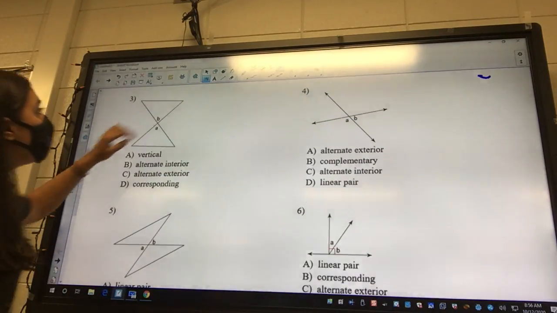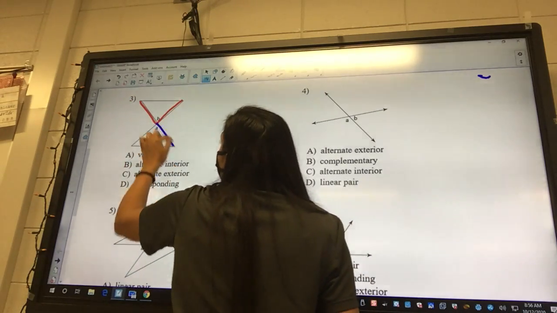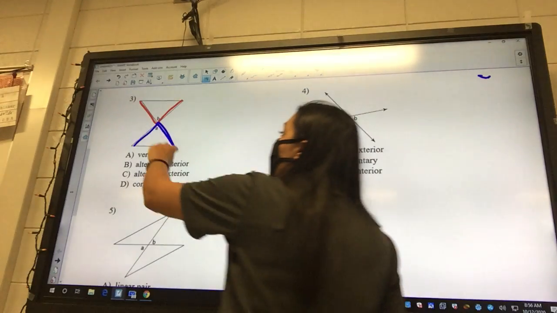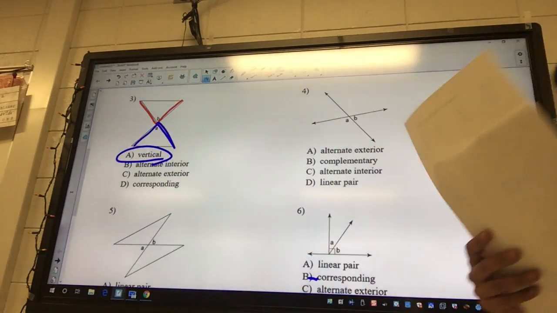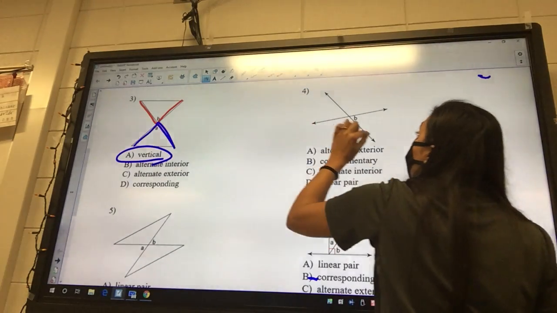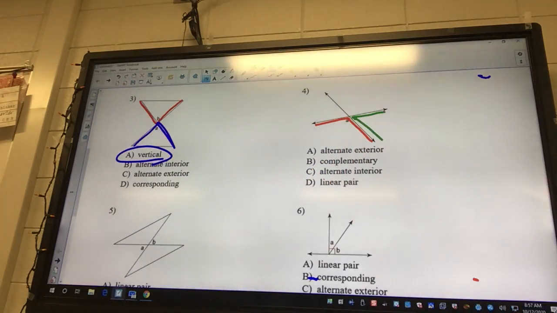Okay, look at 3. We have angle A, and we have angle B. What type of angles are these? They're vertical. Okay, they're both going in opposite directions, so these are going to be vertical. Okay, 4. We have angle A, and we got angle B. What kind of angles are these?